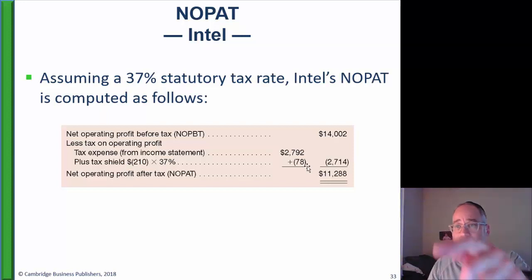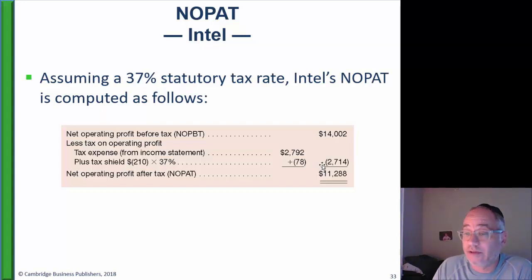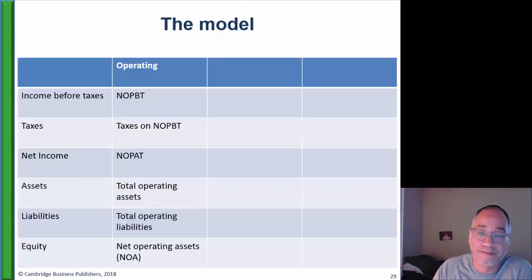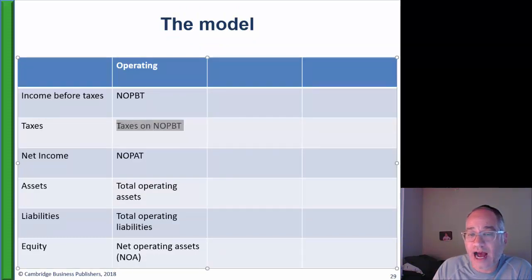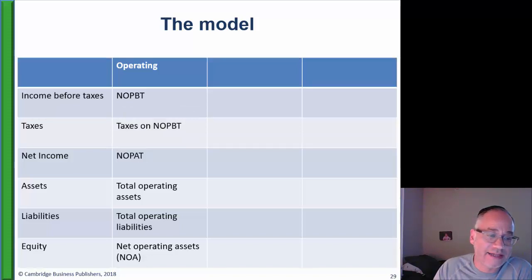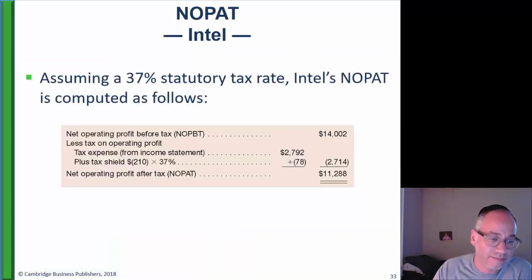So again, what you need to do is you need to split your provision for income tax into two components, operating and non-operating. In this case, operating is $27.14 of the $27.92, and non-operating is $78. And we only want to subtract the taxes on the net operating profit before taxes, and then that gives you NOPAT as it's given to you over here. Now let's calculate return on net operating assets in the next video.